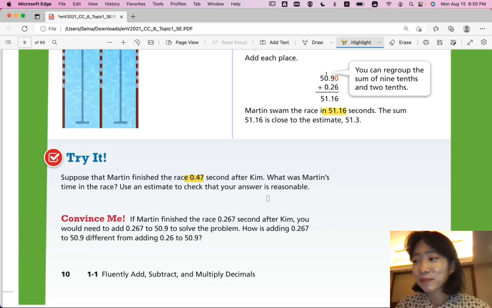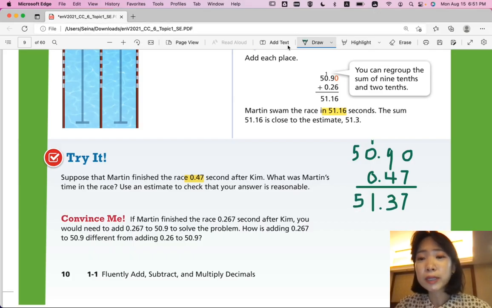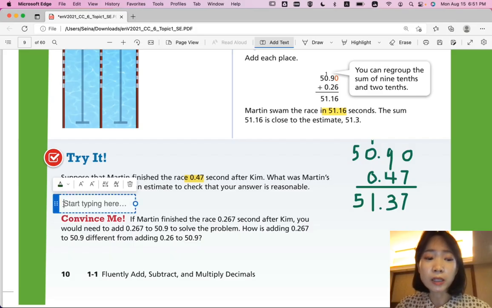Okay, are you ready? Yeah, so you're going to do the same thing. 50.9 plus 0.47 is what you're doing. You can annex 0 when needed. So 7 plus 0 is 7. 9 plus 4 is 13. You put 1 up. 1 plus 0 is 1. You put the decimal place here. And 5 plus 0 is 5. So 51.37 should be Martin's new time.